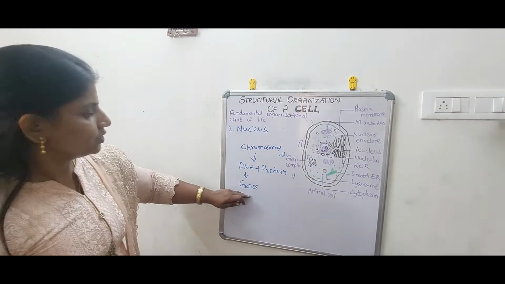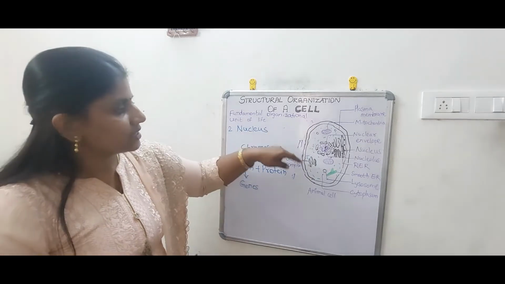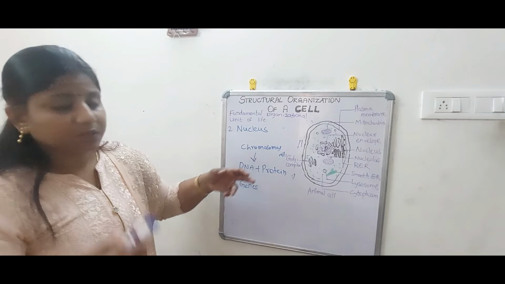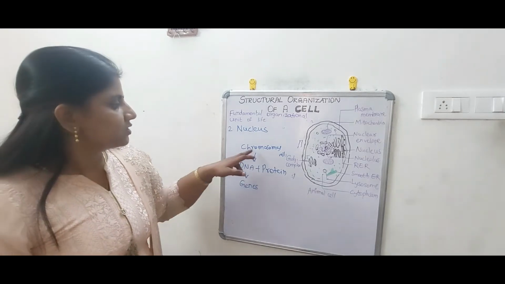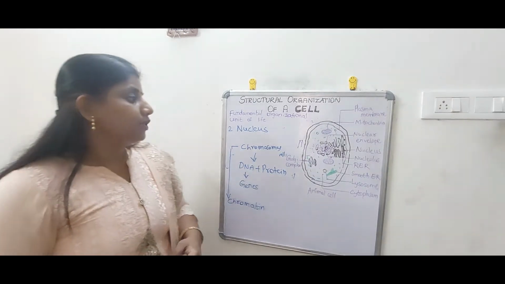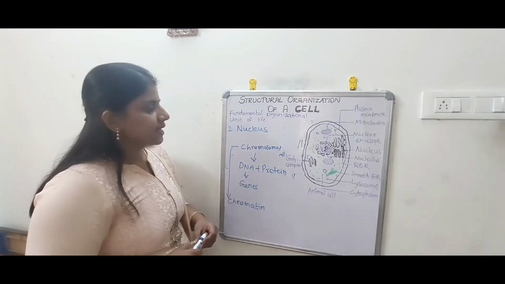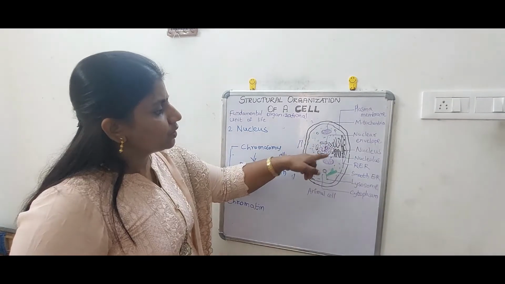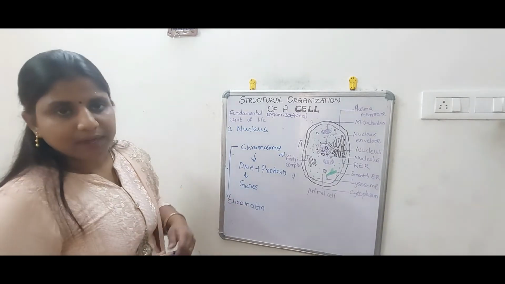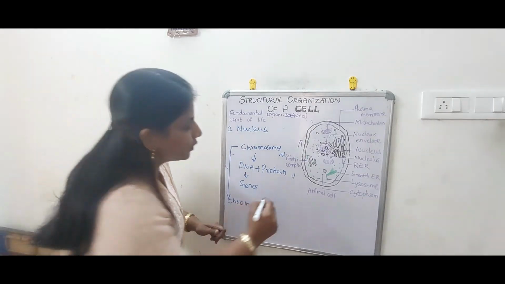Usually when the cell is about to multiply, chromosomes will be present, but during the normal stage, these chromosomes are in the form of chromatin. Here I would like to highlight one important point. In some cells, the nuclear membrane is absent. The only genetic material present is chromatin. This kind of nucleus is called nucleoid.